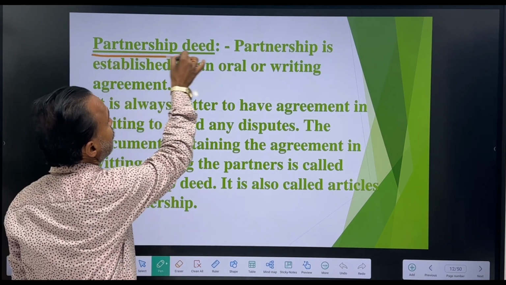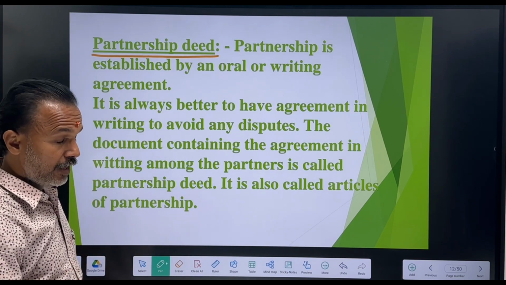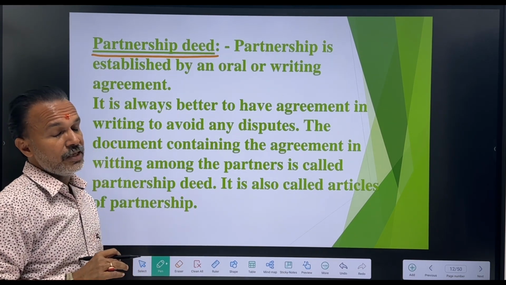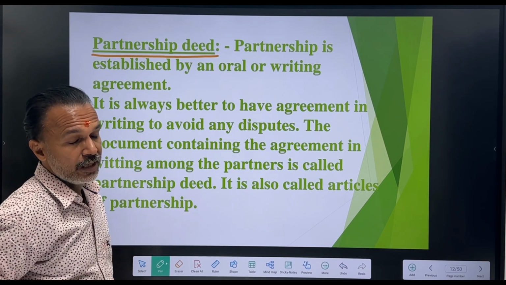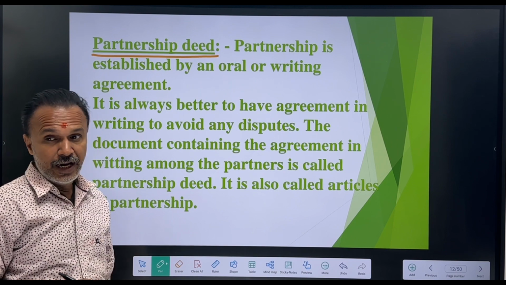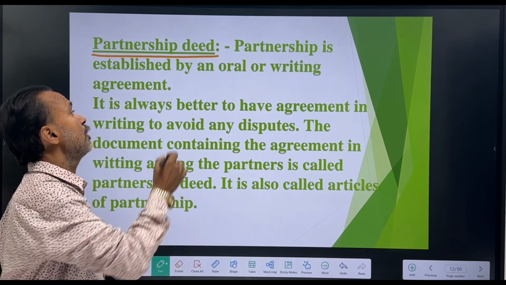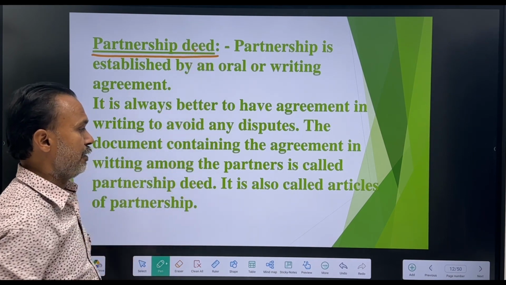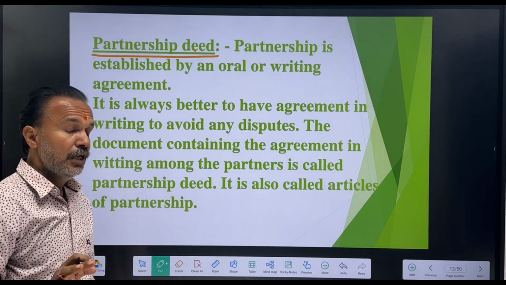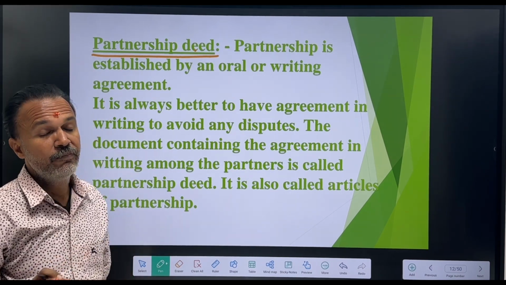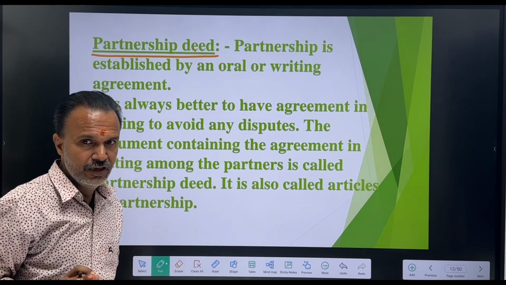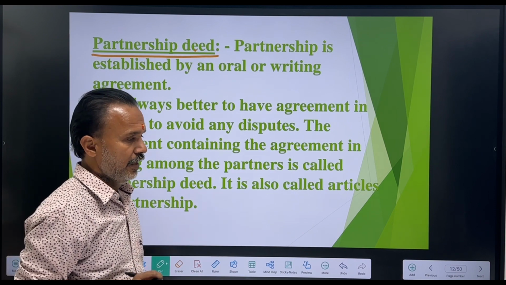Partnership deed. We know there are two types of agreement between partners. These agreements are called oral agreement or verbal agreement, and second is called written agreement. So the written agreement between partners is called partnership deed. And written agreement is considered much better in comparison to oral agreement because future disputes among partners can be easily resolved with the help of written agreement.